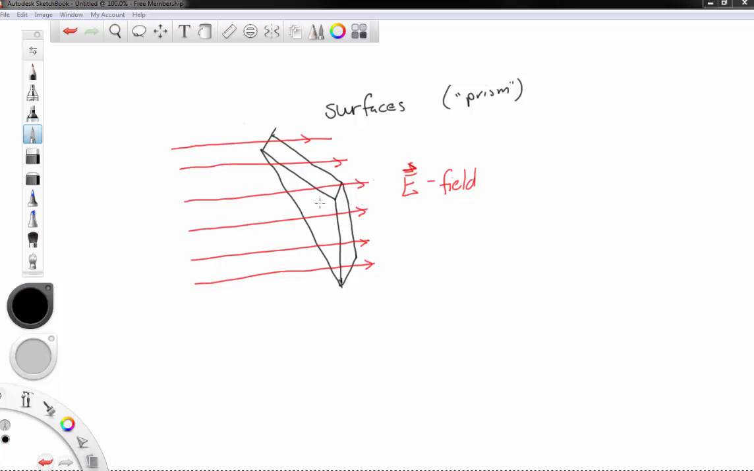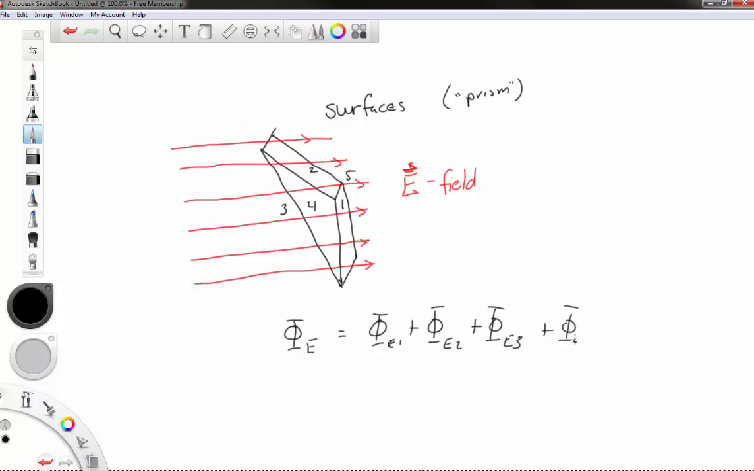In any case, if this one is face number one, this one's face two, three is over here, four is here, and then five is sort of across from four, you could get the total flux through the entire thing by adding the flux through each individual face together, like so. Flux of E through one plus flux of E through two plus flux of E through three, and then four, and last of all, five. So this would get you the total flux through the surface. And more about that shortly.